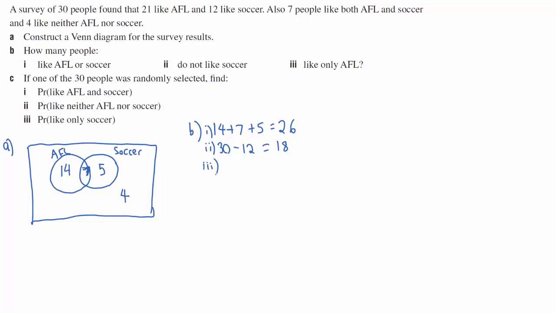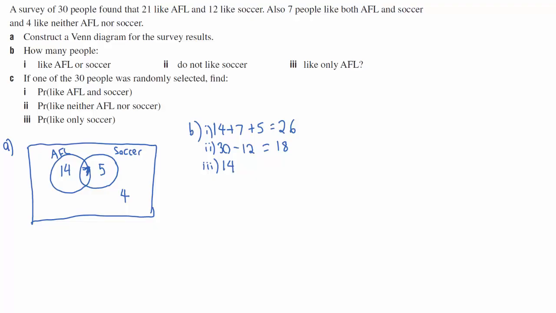Third, we're asked how many people like only AFL? And we can just look at our circle here and we see that 14 people like AFL and not soccer, so our answer will be 14. Part C then asks us to calculate some probabilities.